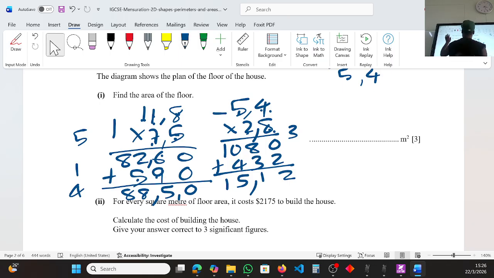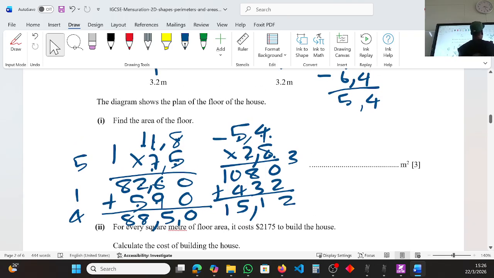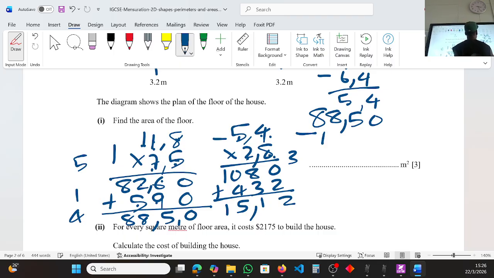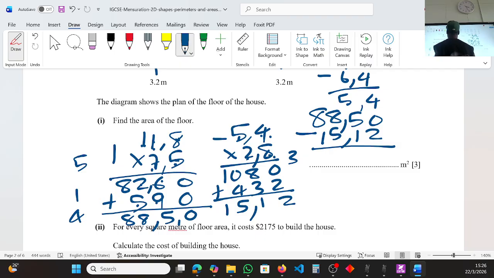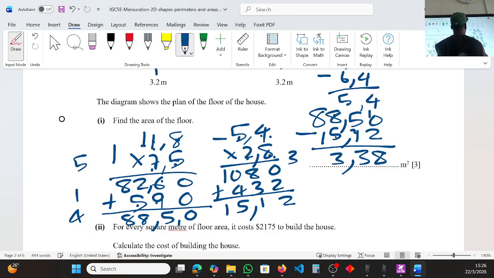So finally, we want to look at the difference. The difference is going to be 88.50 subtract 15.12, and the result is the area of the floor plan. So here I have 10 minus 2 gives me 8. And then, after I borrowed, 5 minus 2 gives me 3. This time around is 8 minus 5, that's 3. 8 minus 1, 7. So it looks like that's my area of the floor plan.